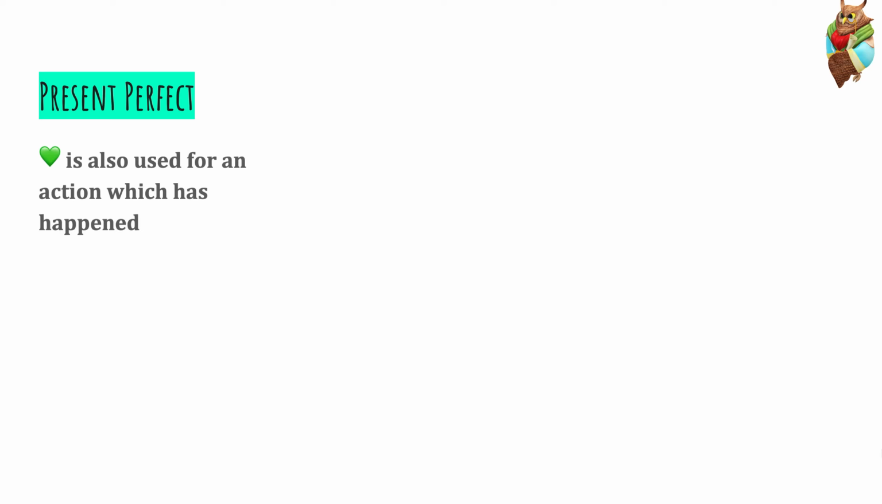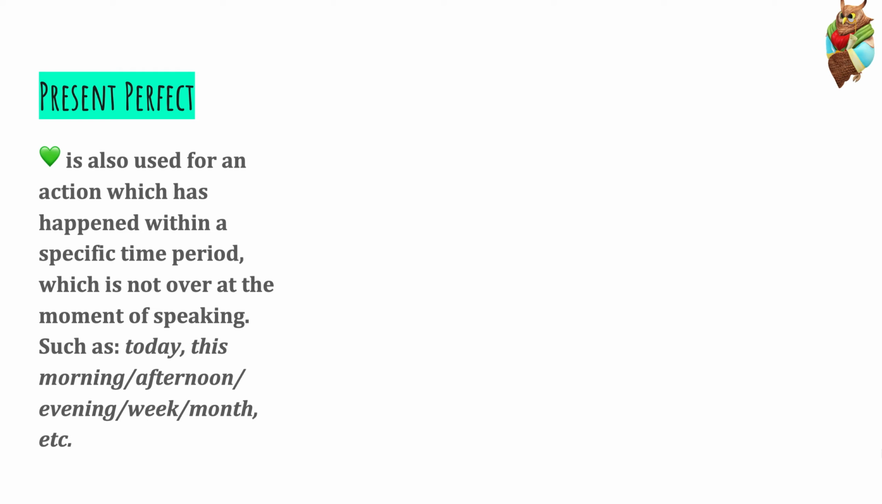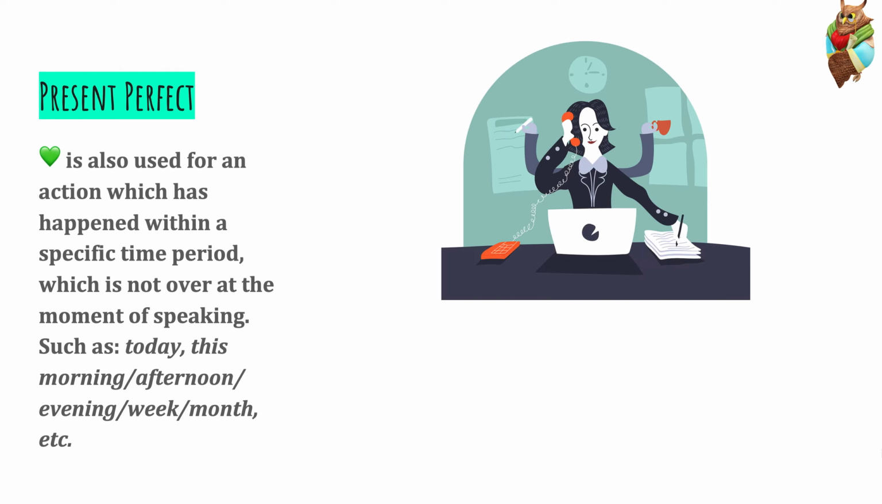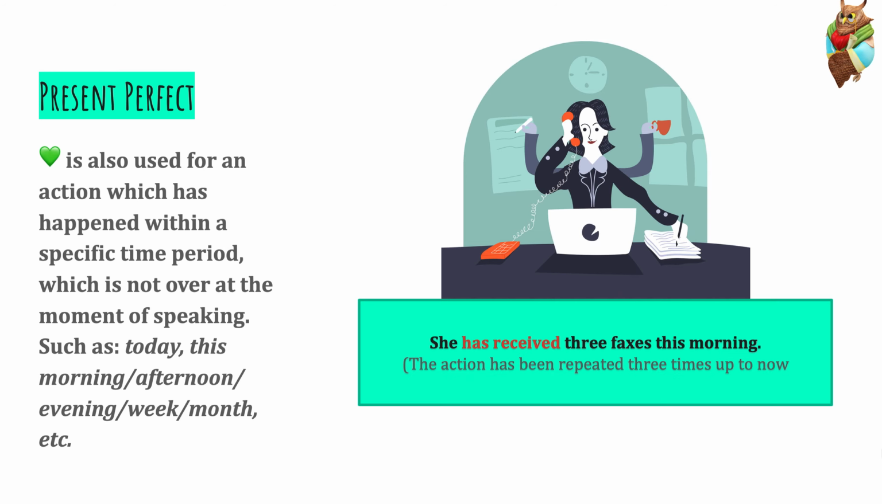I hope so. Okay, present perfect is also used for an action which has happened within a specific time period which is not over at the moment of speaking, such as today, this morning, afternoon, evening, week, months, etc. Okay, what do we have here? She has received 3 faxes this morning. The action has been repeated 3 times, be attentive here, up to now.